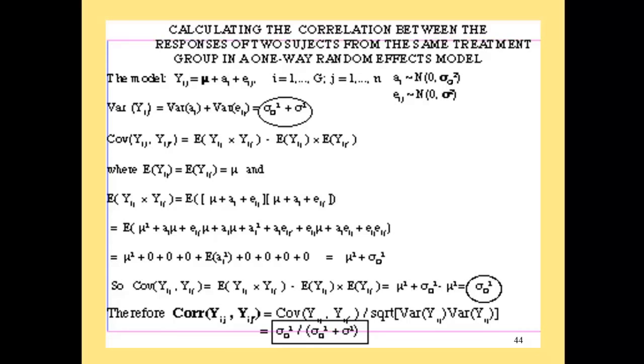So, hopefully that helps you work through this slide and figuring out, in this model with a single random effect, just a random intercept, how we get the variance of Yij and the covariance of two observations within the same cluster.